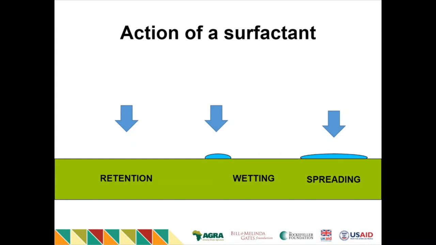Some agrochemicals have wetting agents that are added to them, and this wetting agent enables the droplet to stick to the surface of the plant. But what we're going to discuss here is a surfactant that actually spreads the droplet on the plant surface so that it easily can penetrate the whorl when spraying over the top of the maize plant.